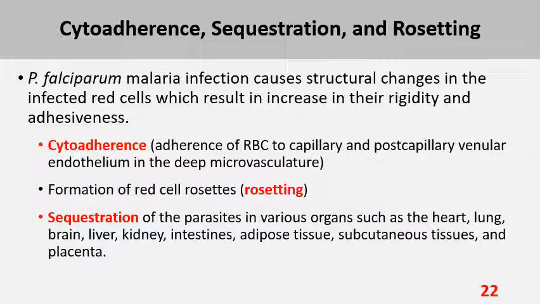So cytoadherence, rosetting formation, and sequestration are responsible for most of the tissue hypoxia that occurs in cases of severe malaria. And you can see the effect of this on many vital organs, including the heart, the lungs, the brain, the liver, the kidneys, the intestine, and even the adipose tissue and subcutaneous tissue, as well as the placenta during pregnancy.